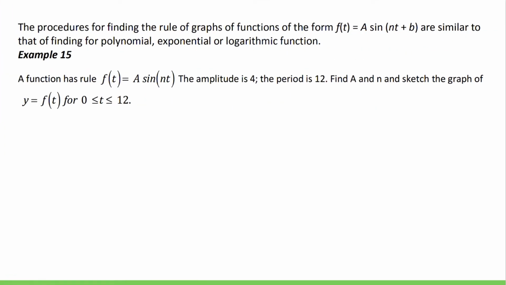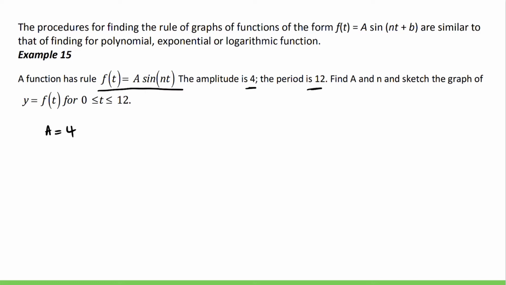So example 15. A function has the rule f of t is equal to a sine nt. The amplitude is 4, the period is 12. Find a and n and sketch the graph. So this one's a very straightforward question because they've given us the answers really. So in terms of the amplitude, that's very straightforward. I can plug that straight in. So that means our amplitude will be equal to 4.